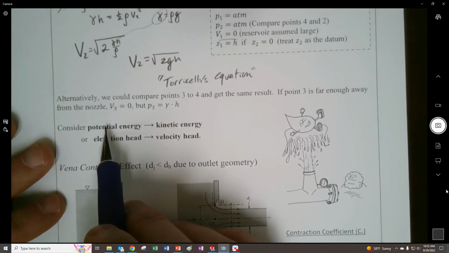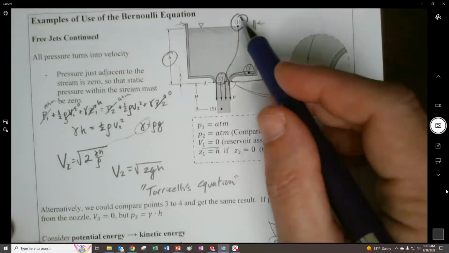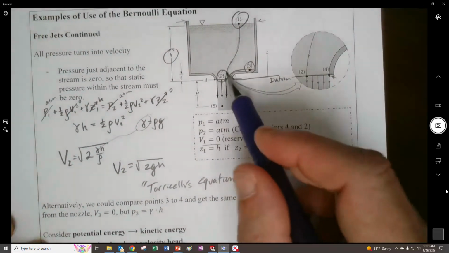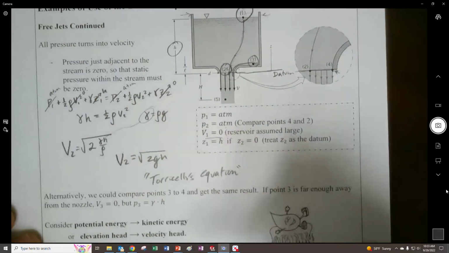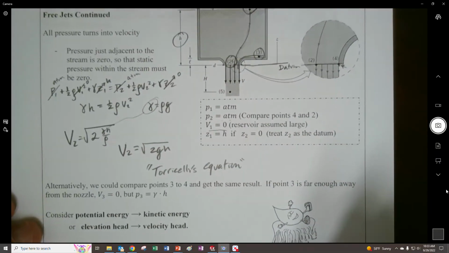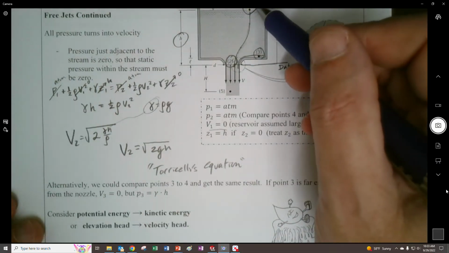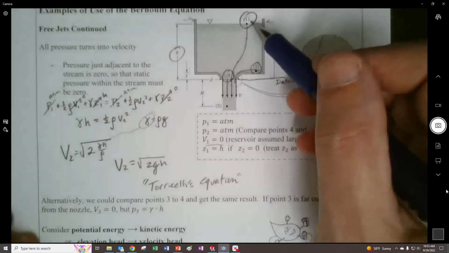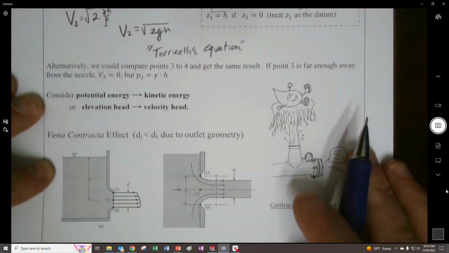One thing we want to keep in mind is what we're really dealing with here is we had potential energy here, and it turned into kinetic energy there. Or we could also talk about it in terms of head, right? We introduced the idea of head recently. So this was like elevation head, and it turned into velocity head, right? 2 different kinds of head.